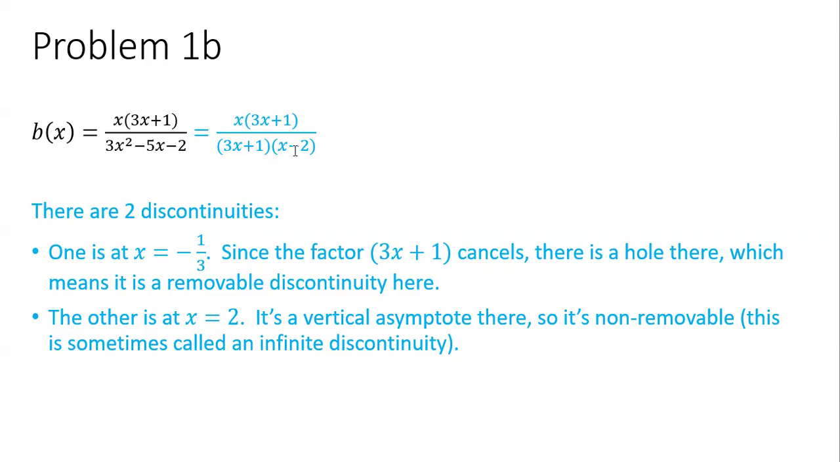The other one, remember, is just a vertical asymptote. An asymptote is not removable. You can think of it like that.